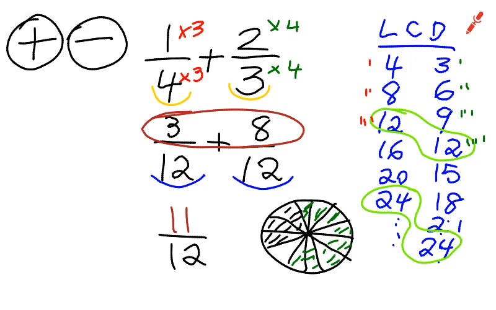So basically, once the denominators are matching, all we have to do is stick with that size of fraction, and add the number of parts that we are actually talking about. So 3 and 8, 11. This method will be good for subtraction as well.